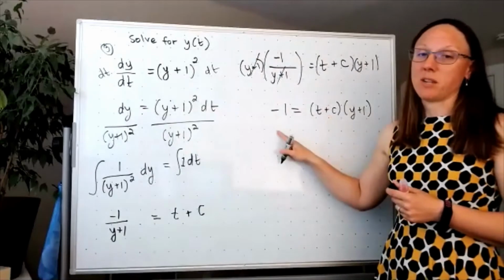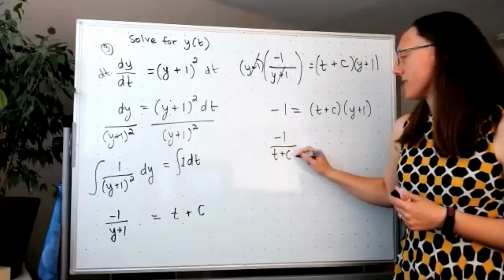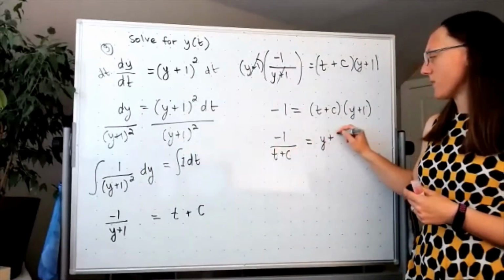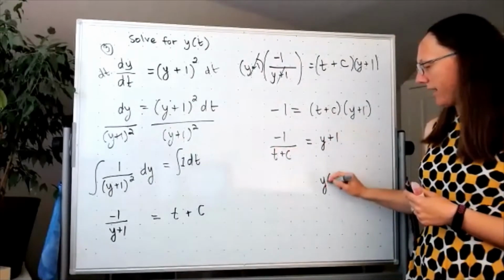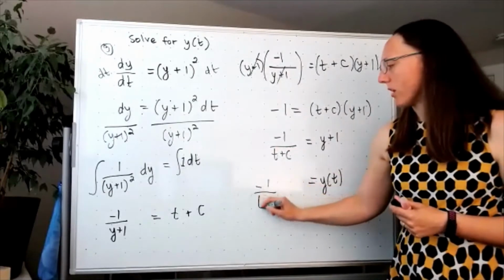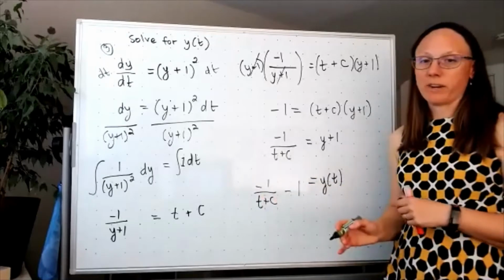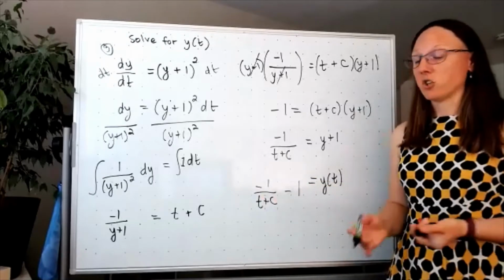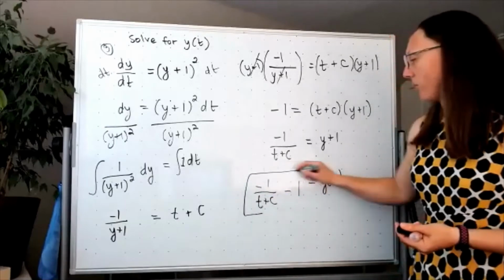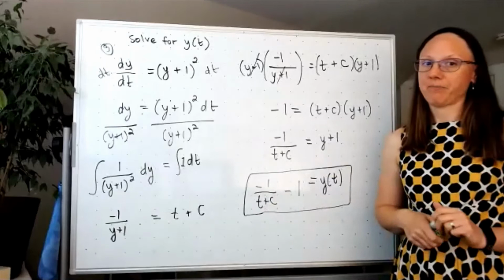So I can divide by the t plus c and get negative 1 over t plus c is equal to y plus 1. And then y of t would be equal to negative 1 over t plus c minus 1. There are other ways that we can rearrange it, but they'll all be algebraically equivalent. So I think that's our fastest path to get the y by itself.